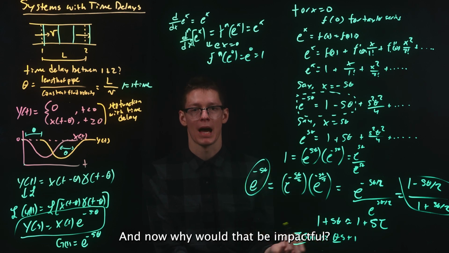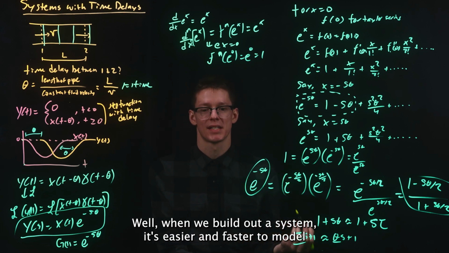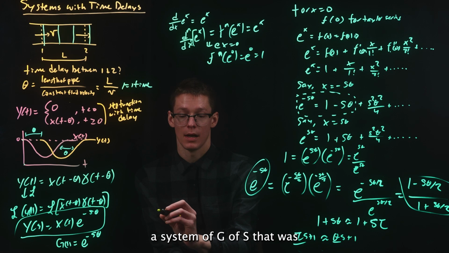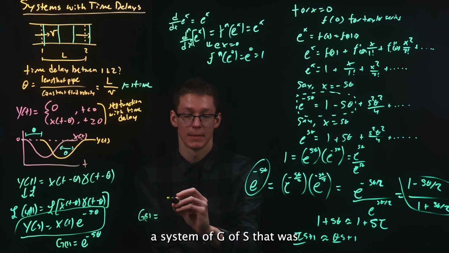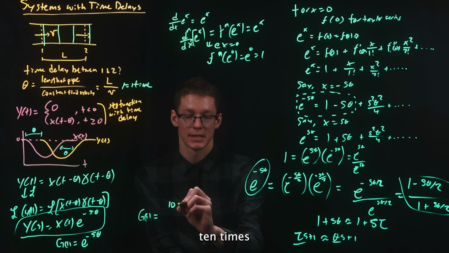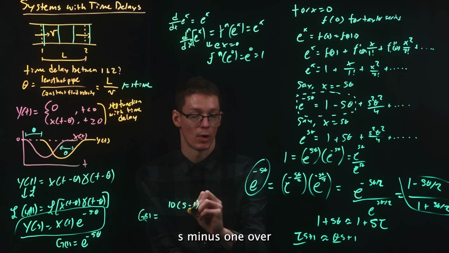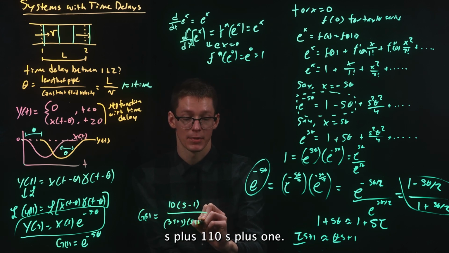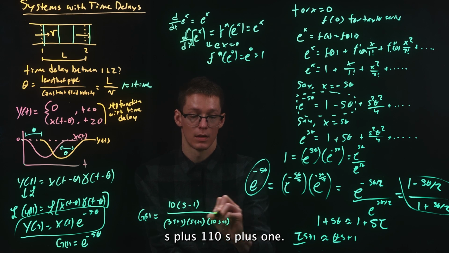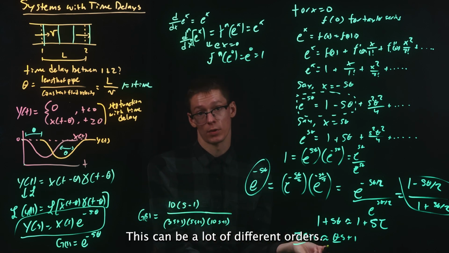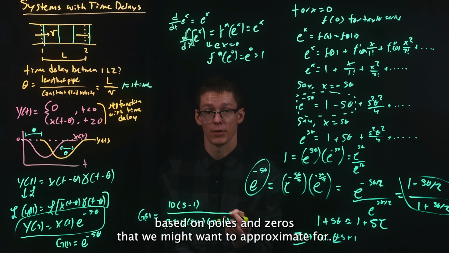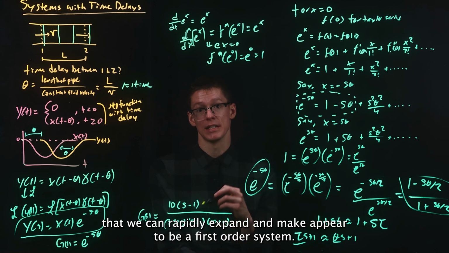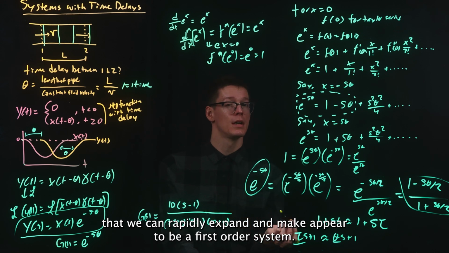And now, why would that be impactful? Why would that be helpful? Well, when we build out a system, it's easier and faster to model things in first order. Say that you had a system g of s that was 10 times s minus 1 over a term of maybe 3s plus 1, 5s plus 1, 10s plus 1. That's not going to be first order anymore. That's going to be a lot of different orders. And we have a lot of things to consider based on poles and zeros that we might want to approximate for. So what would be faster is trying to turn this system into something that we can rapidly expand and make appear to be a first order system.